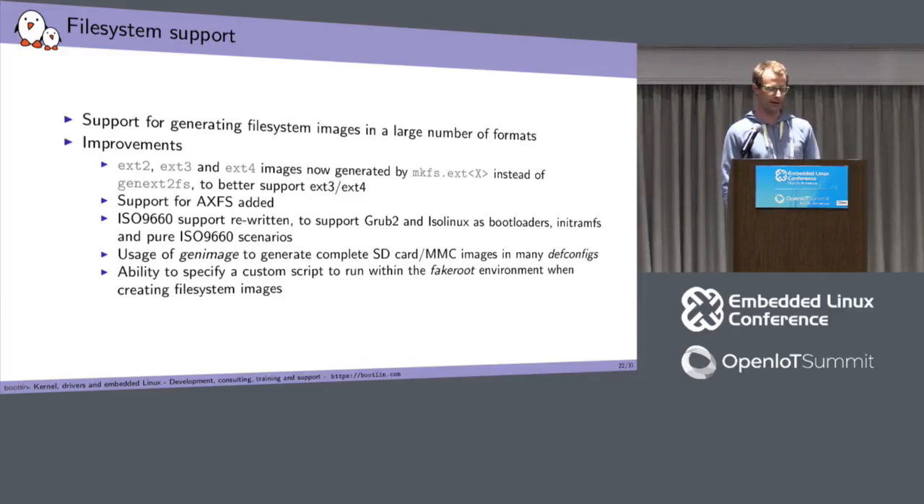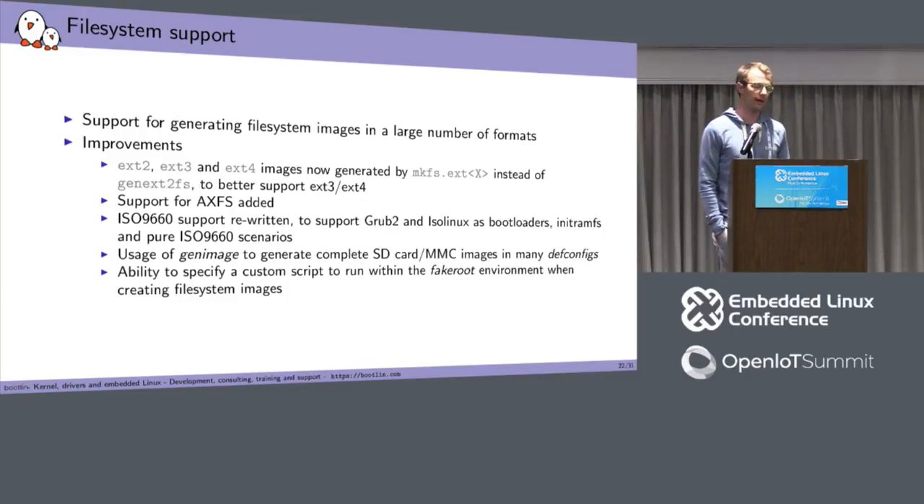We've added support for EROFS, kind of a weird file system, but it was used by some Buildroot users. The ISO 9660 file system support has been completely rewritten, and we support grub2 and ISOLINUX as bootloaders, and initramfs, and a pure ISO 9660 scenario, so all of that has been made more flexible, more extensible.